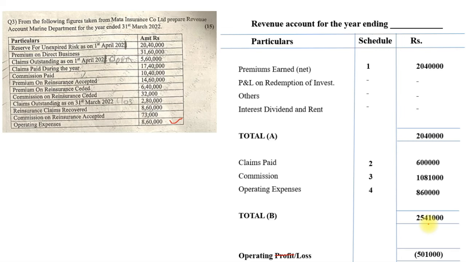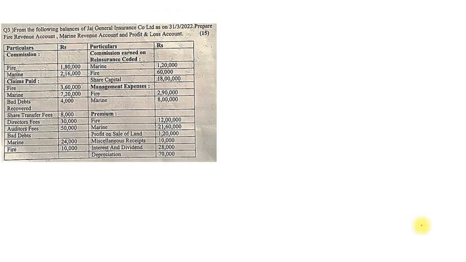Now we'll jump to the next part, the second question which was available. From the following balances of General Insurance Company Limited as on 31st March 2022, prepare fire revenue account, marine revenue account, and profit and loss account. Now, revenue account we just now did. The format remains the same. The only thing, there's one additional thing here, that is profit and loss account. So we will start one by one.